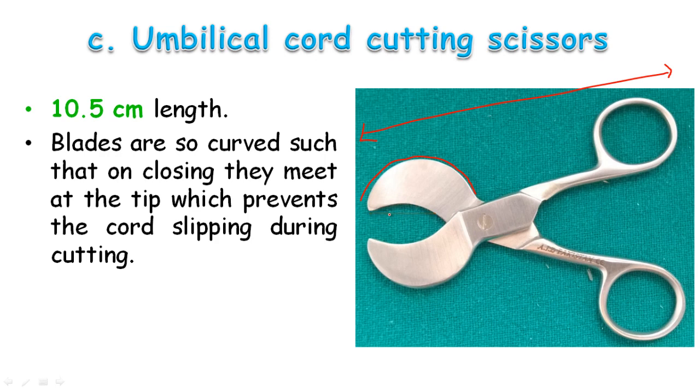At the close of the tip, the blades meet, which prevents the cord from slipping during the cutting time. So this umbilical cord cutting scissor is otherwise simply called umbilical scissor or cord cutting scissor.